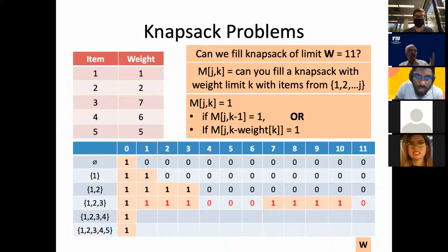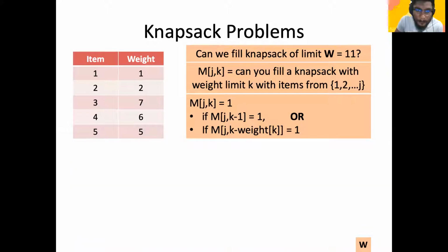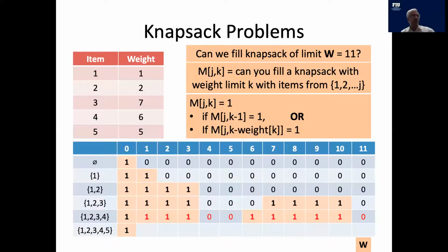But because I'm only interested in a knapsack of weight limit 11, I've not even bothered to show you those columns. So in the next row, it's going to end up looking like this. The only thing that was new here was 6. All the other ones were over on the right-hand side. Is that clear? Okay.